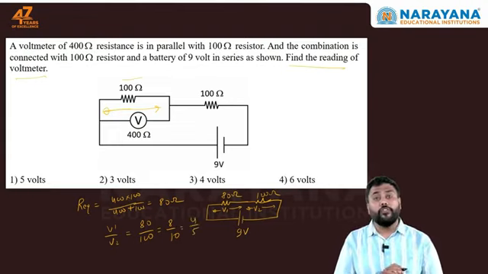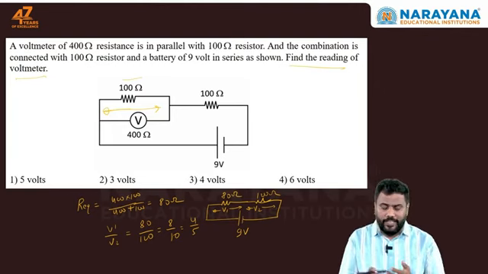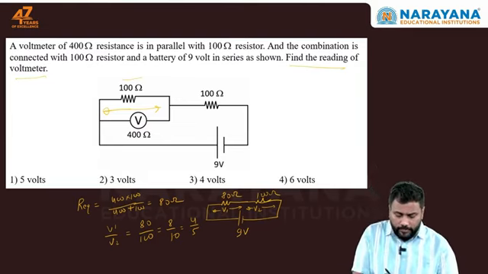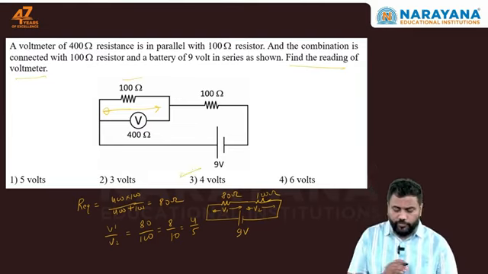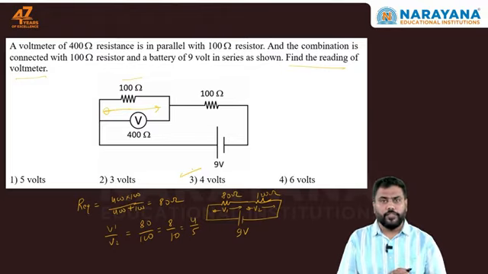So 9 volt we have to divide in the ratio of 4:5. If you divide 9 in the ratio of 4:5, you will get 4 volt and 5 volt. Hence the potential drop across this voltmeter should be 4 volt. This concludes our set of questions. Thank you.